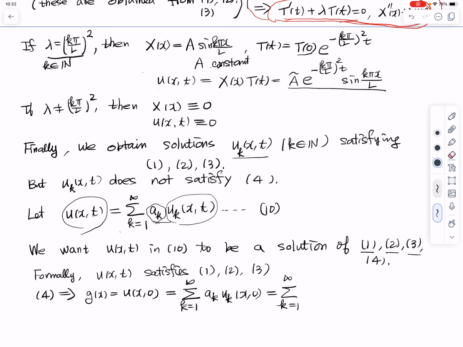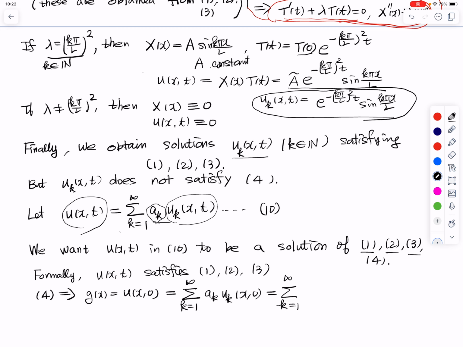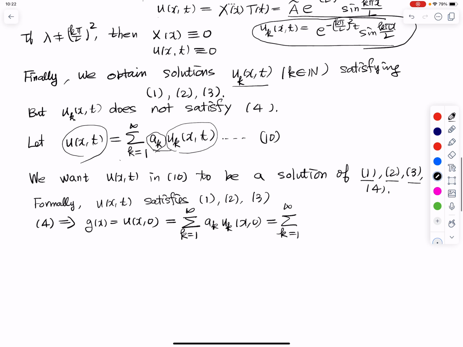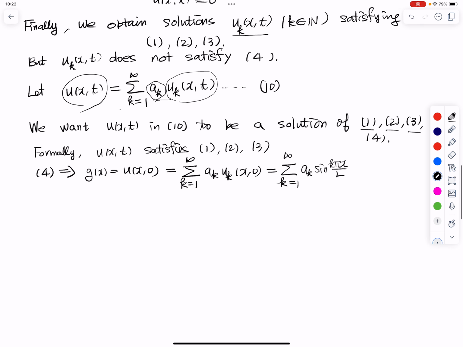Okay, and then my notation is this one. So u_k(x,t) equals, I take a tilde equal 1, so exponential of minus (k pi over L) squared t times sine(k pi x divided by L). This is also a solution. Okay, solution, and you plug in t=0 here. Then I got here a_k sine(k pi x divided by L). So this is what we have.